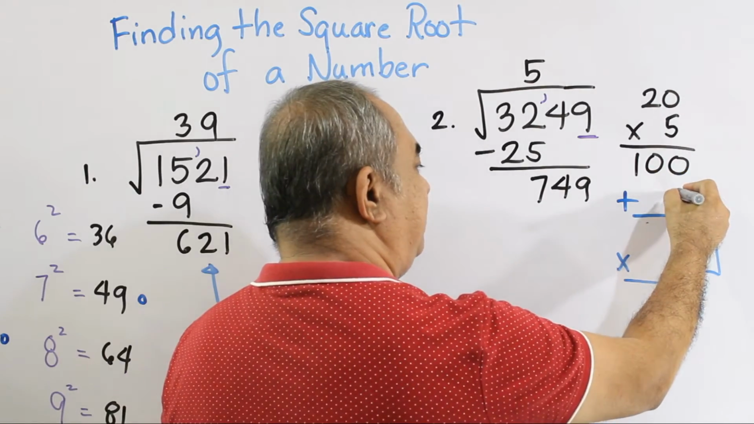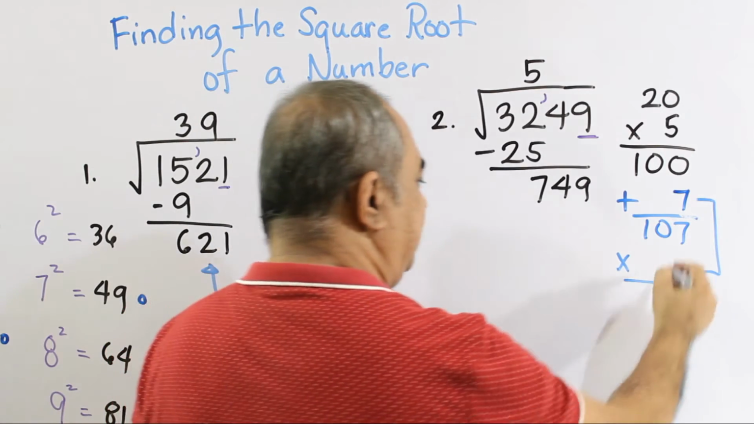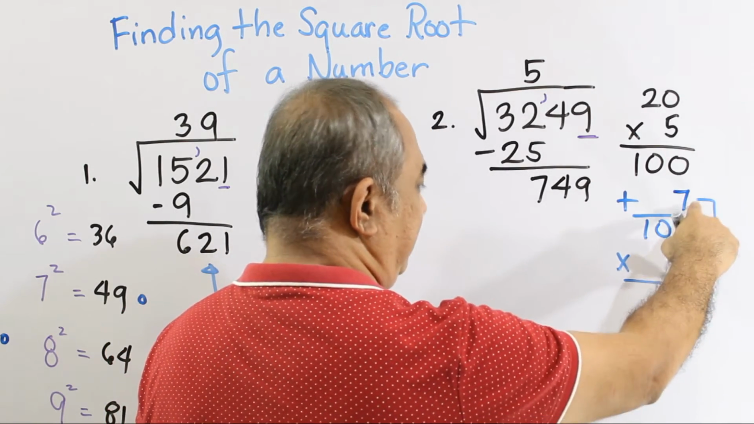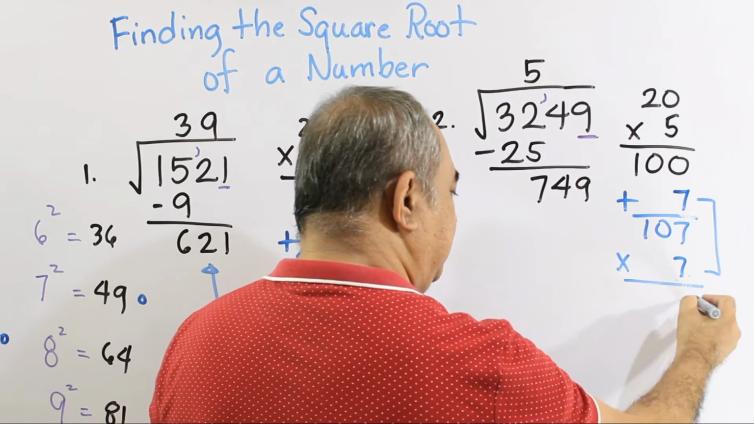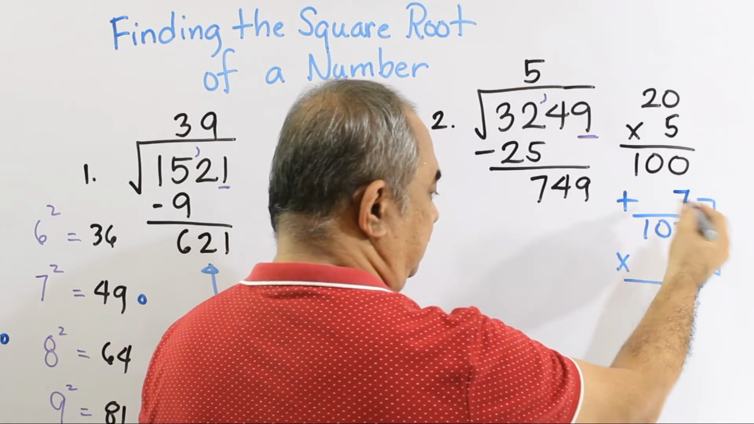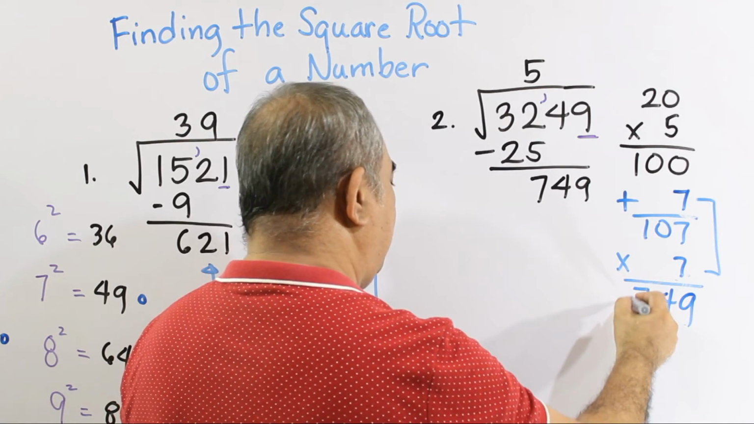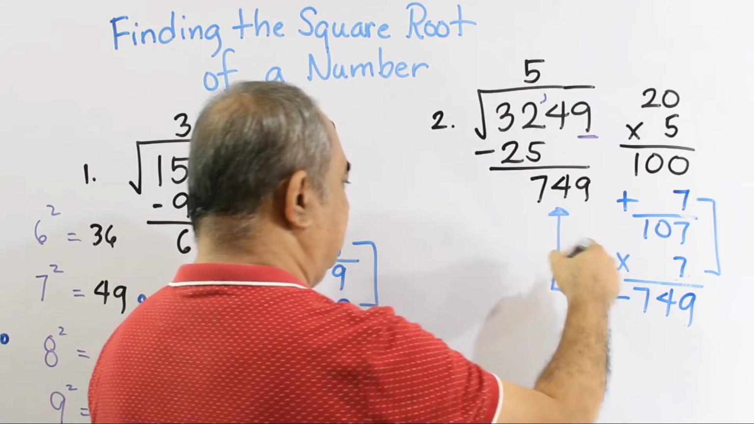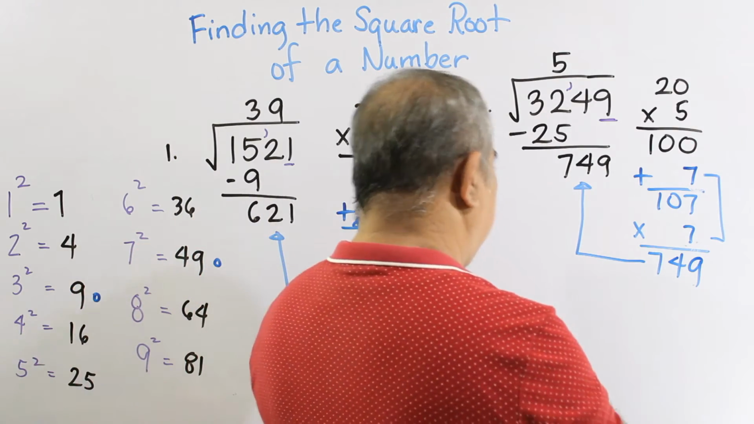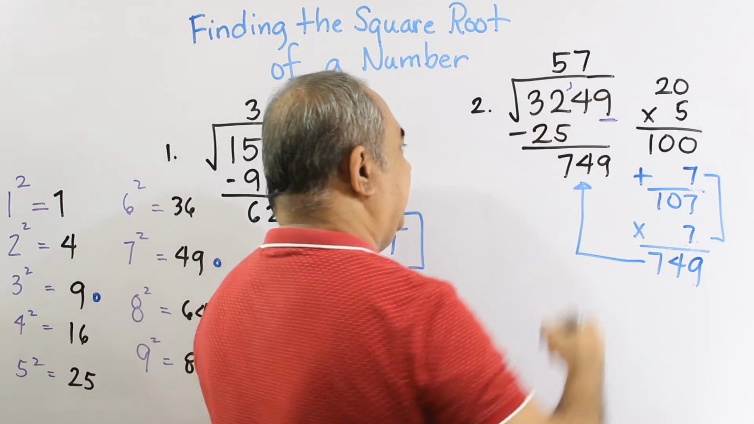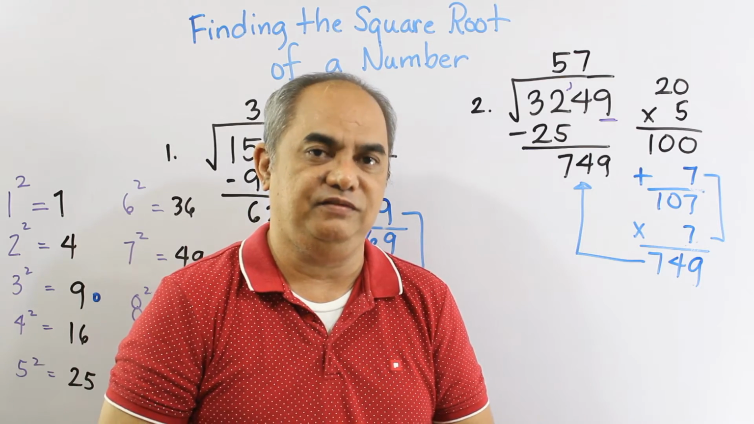So 100 plus 7 will give us 107. That's very simple. Then we multiply this 107 by the same number, will give us 7 times 7 will give you 49, carry 4, 7 times 0 is 0, plus 4 will give you 4, and 7 times 1 is 7. Obviously, it's perfectly equal to the remaining number. Meaning to say, your last digit will be 7. And the square root of 3,249 is nothing but 57.